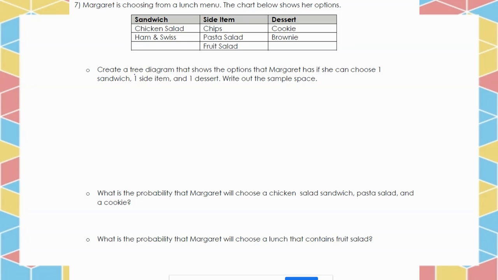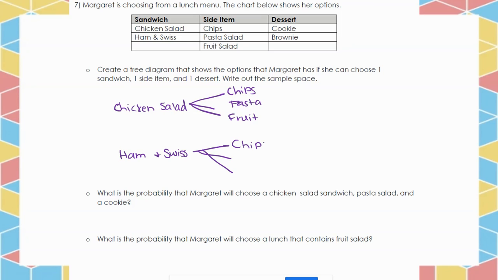Well, the first thing we have are our sandwiches. She can choose from a chicken salad sandwich or a ham and Swiss sandwich. From here, she can choose either chips, pasta salad, or fruit salad. So from each one of these, she has 3 options: chips, pasta salad, or fruit salad. Then she can choose a dessert of a cookie or a brownie.